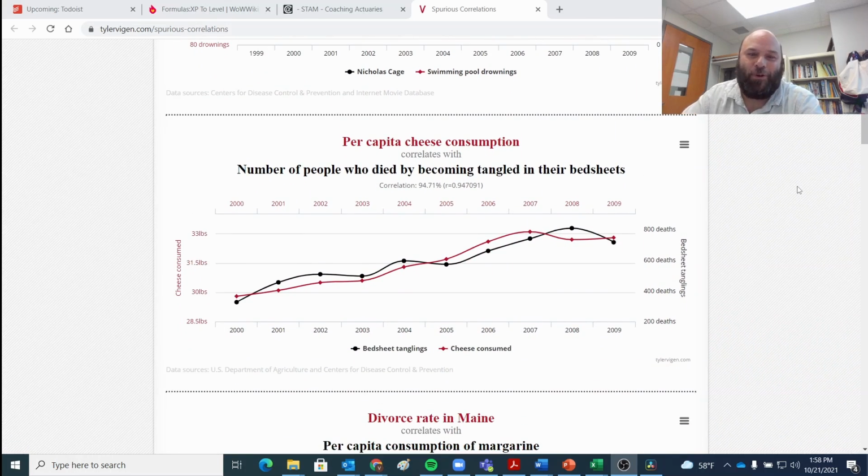All right, let's look at one more. Per capita cheese consumption, that's the red line, and it's correlated with number of people who died by becoming tangled in their bed sheets. So I don't see a connection.